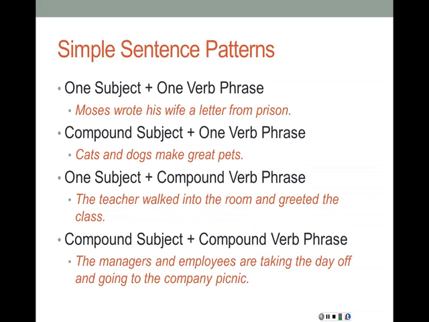Here are some common sentence patterns. All of these are considered simple sentences because they have a complete subject and a verb phrase and express one idea. Pause the video. Can you identify the subject and verb phrase? What kind of verb phrases are there?